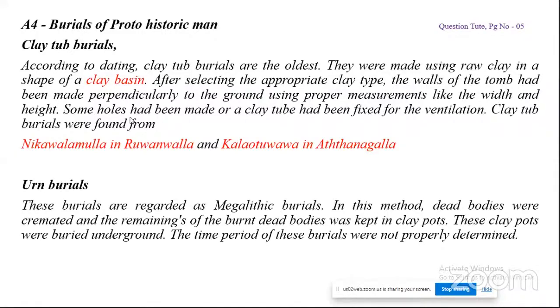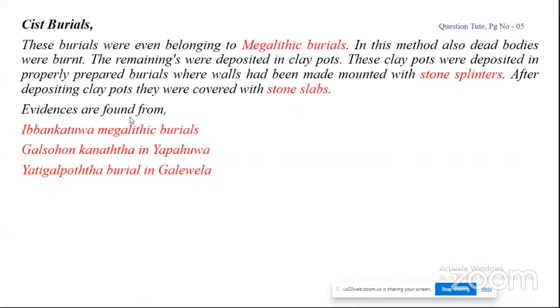Okay, we'll move on to the next one. Cist burials. These burials also belong to megalithic burials. In this method also, dead bodies were burnt, and the remainings were deposited in clay pots. These clay pots were deposited in properly prepared burials where walls had been made, mounted with stone splinters. After depositing clay pots, they were covered with stone slabs. Evidences are found from Ipan Katua megalithic burial, Galsohon Kanatin Yapawa, Galsohon Yatigal Potha burial in Galeville. Okay, complete the blanks quickly.